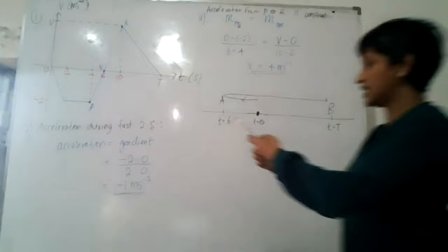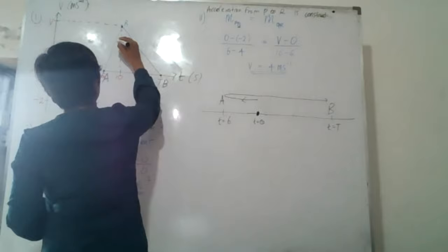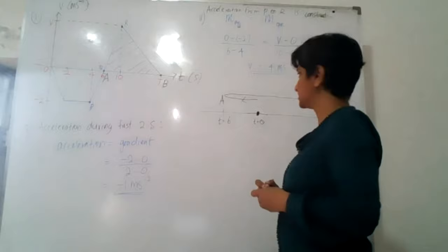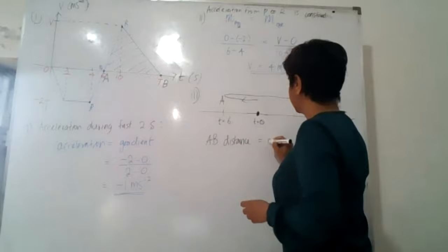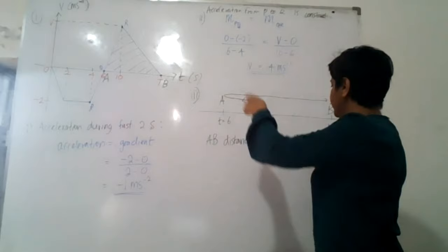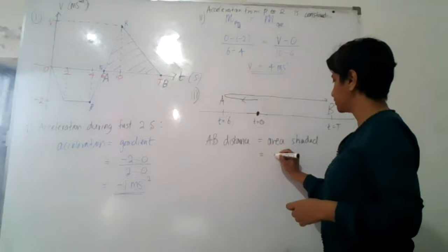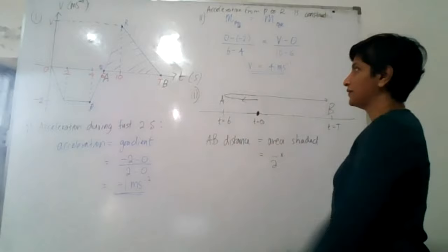So at this point it's at A. I will call it A now, and this is B. You have to find the area under that part for that distance AB. Distance equals area. I'll say area shaded in my diagram. That's a triangle, half times base. Base is 6, times half. You don't know T there, right?